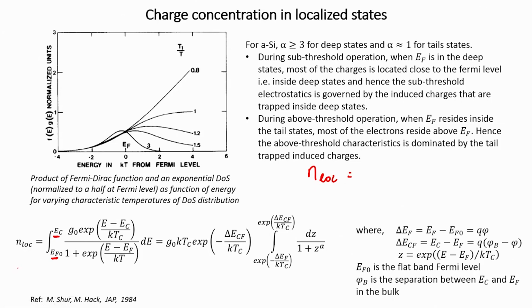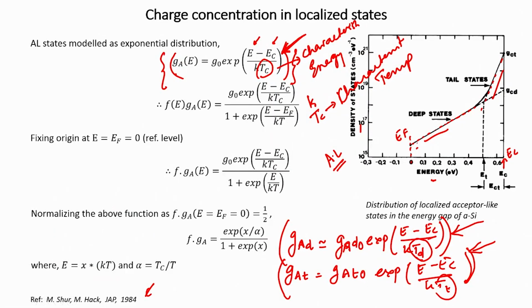So here again we are looking at only the carriers sitting in the acceptor-like states. Okay. So from EF0 to EC, and that is nothing but the product of the Fermi function, so here you can see the Fermi function, into the density of states. We had defined a density of states which has a characteristic temperature and an exponential dependence on energy. So that is the density of states into the Fermi function, and this integral is performed with respect to dE from the Fermi level to the conduction band edge. Which implies that we are integrating and calculating all the carriers that are present in this region here, which are our trapped carriers in the acceptor-like states.